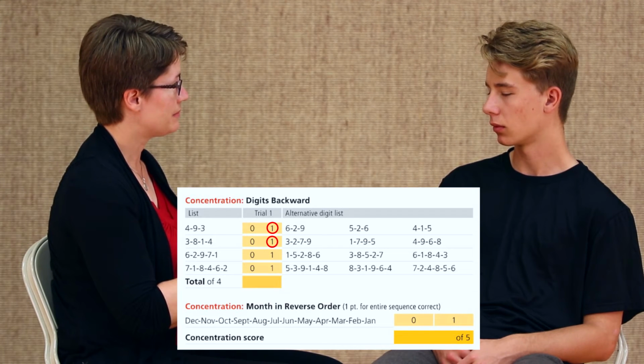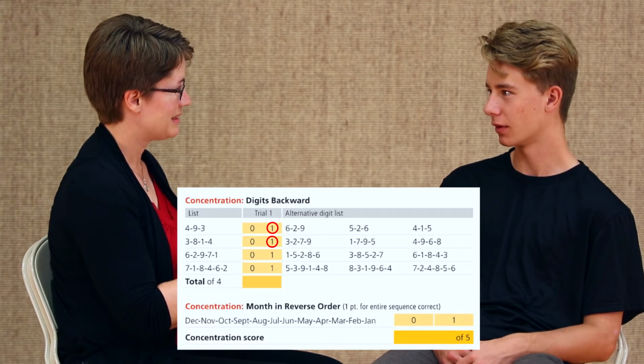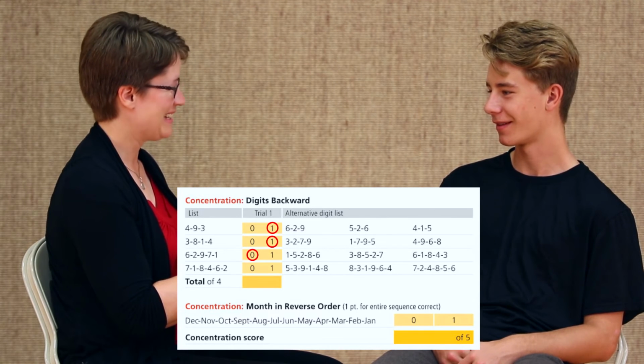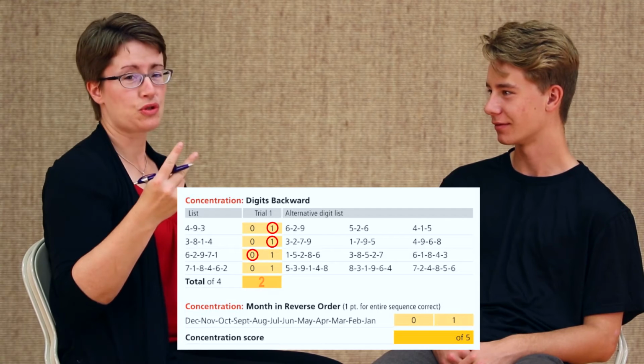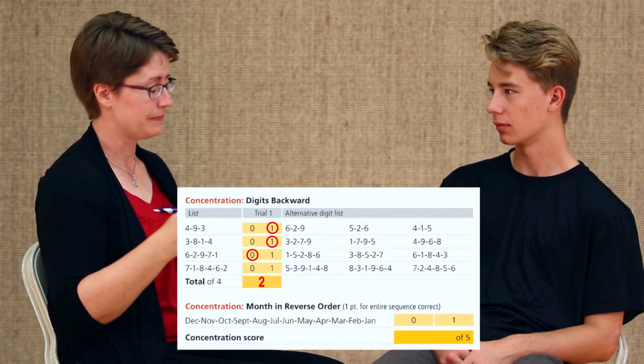15286. 68521. Nope, not quite. So for that set, he got 2 strings correct, and he would get a total of 2 points for that segment.